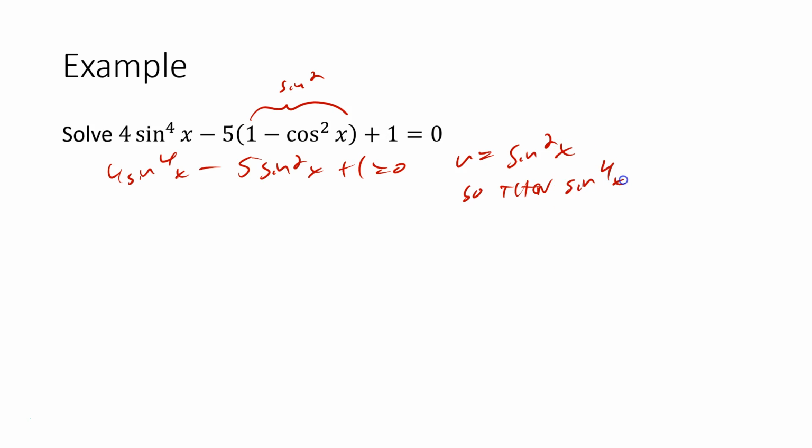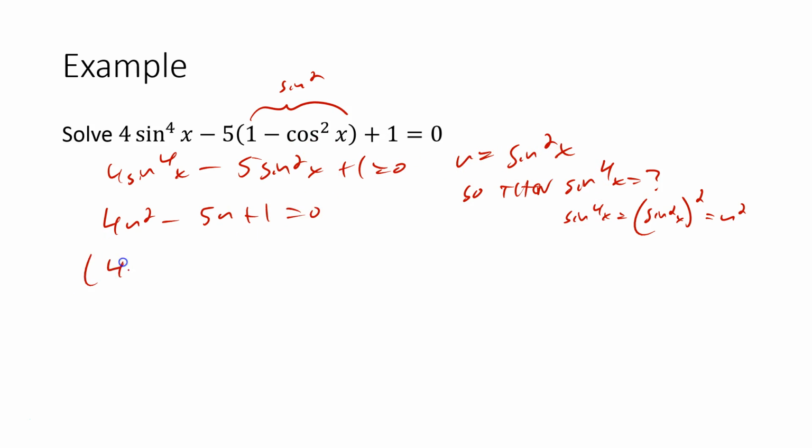What is sine to the 4th x? And the key is that sine to the 4th x here would be sine squared again, which would be u squared. So, here we have 4u squared minus 5u, because u is sine squared, and then plus 1 equals 0. And factor that, 4u and u. Looks like we need a 1 and a 1, and they're both negative, because a negative 4 and a negative 1 works. So now we can bring our u back in, so we have 4 sine squared x minus 1 equals 0, or sine squared x minus 1 equals 0.